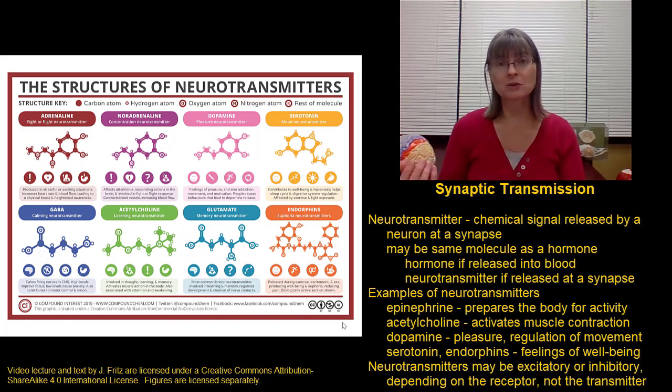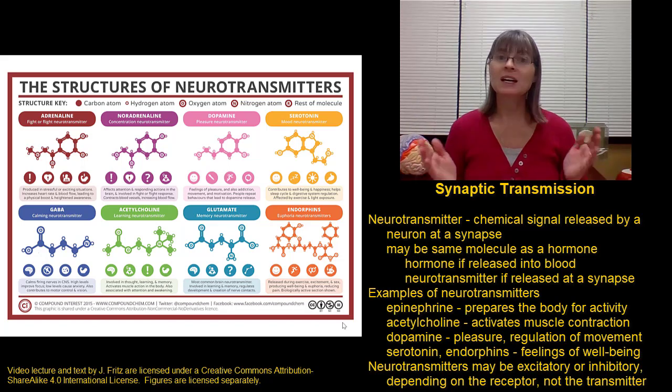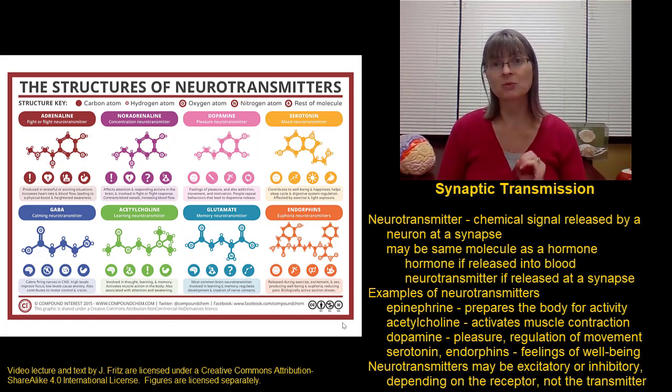On the other hand, the very same neurotransmitter released at a different synapse might bind to a receptor that opens potassium channels, causing potassium to leave the cell and hyperpolarizing the membrane. So whether a neurotransmitter is excitatory or inhibitory doesn't depend on the neurotransmitter itself so much as on the effect of the receptor that the neurotransmitter binds to in the postsynaptic cell.